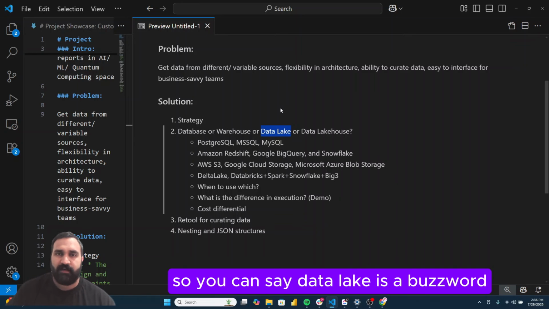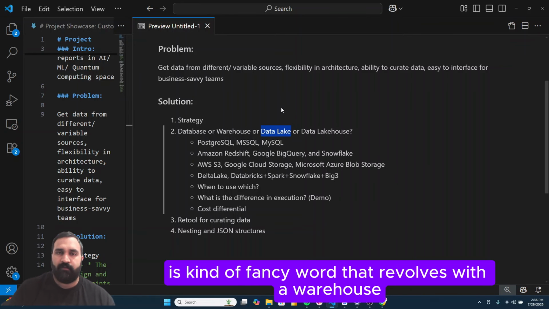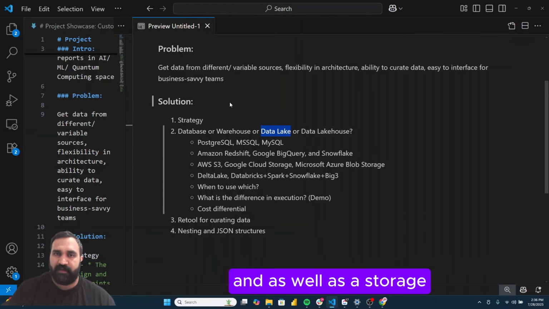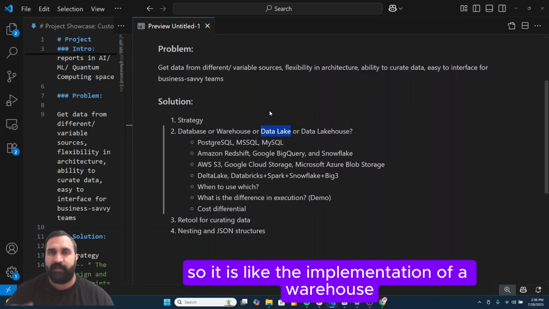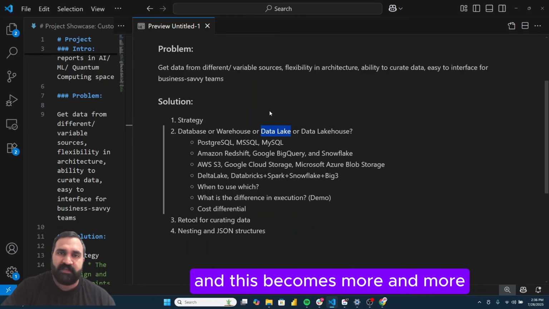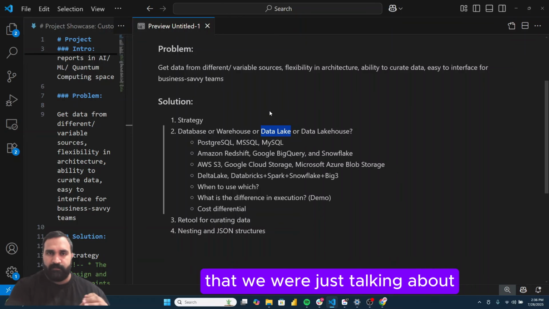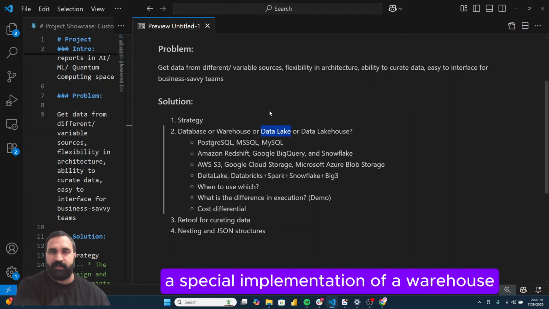So you can say data lake is a buzzword, a kind of fancy word that revolves around a warehouse as well as storage. It is like the implementation of a warehouse. And this became more and more obvious with time, that we were just talking about a special implementation of a warehouse.